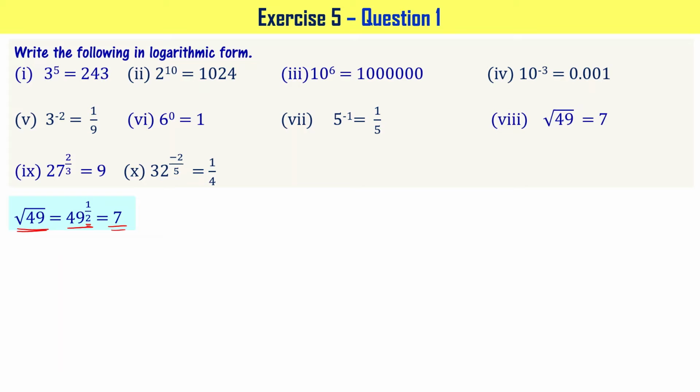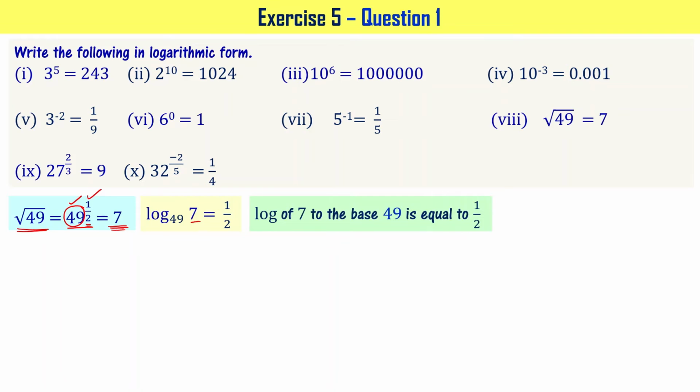In this particular case, the base is 49 and the power or the exponent is half and the answer is 7, right? Now when you write it in the logarithmic form, it is going to be log of 7 to the base 49 equal to half.